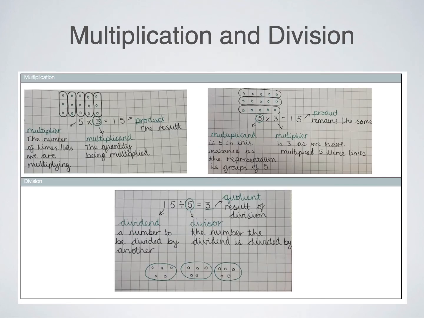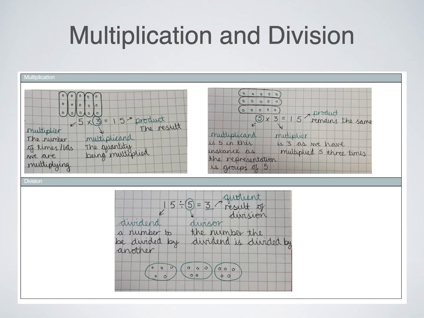Within multiplication, the vocabulary used is multiplier, multiplicand, and product. The multiplicand refers to the times table that the children may be looking at or how many is in each group. The multiplier refers to how many lots of that group. And then the product is the result.